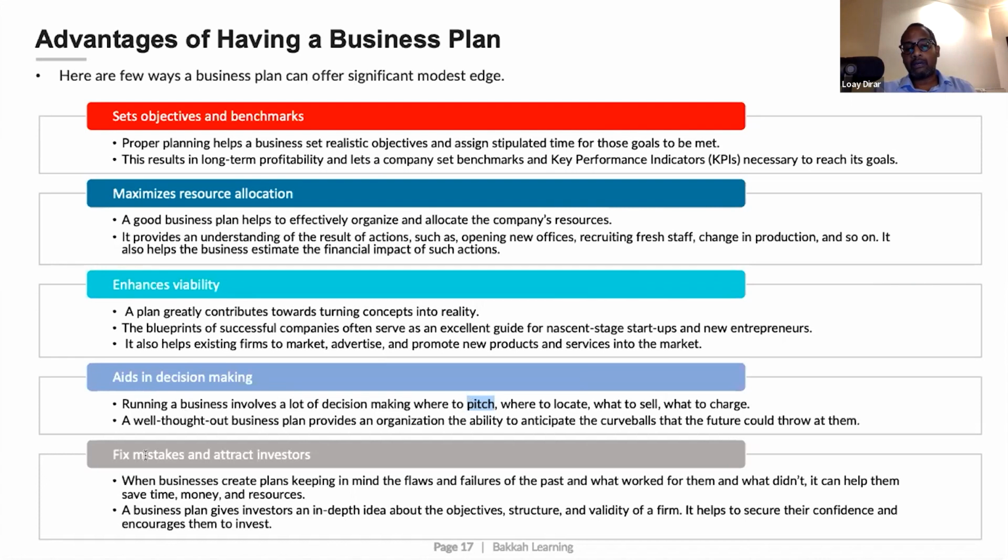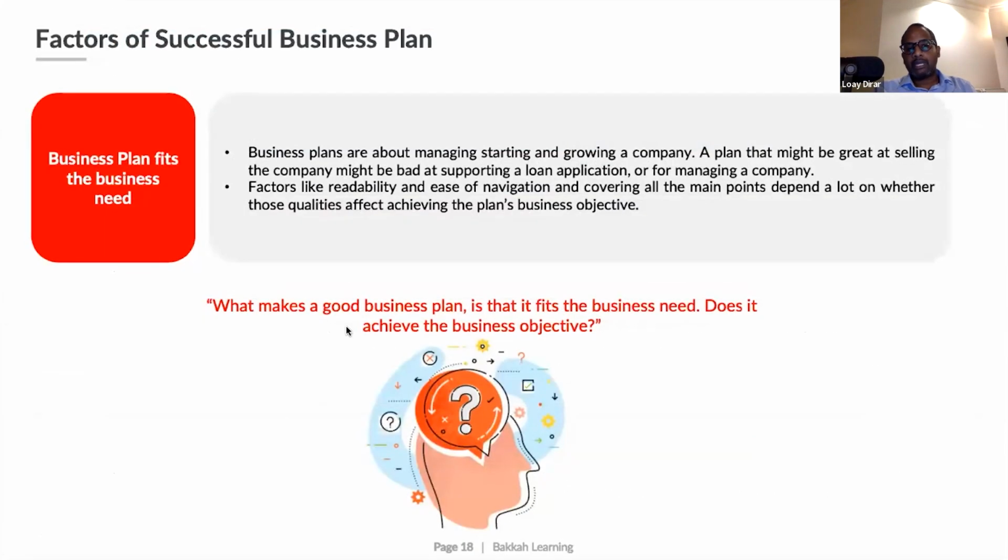And finally, fix mistakes and attract investors. And this is one of the core reasons for developing a business plan, to attract investors. Okay, factors of a successful business plan. We're still in that area. Business plan must fit with the business needs. If it's not aligned with your business needs, definitely it's not going to be a viable business plan.